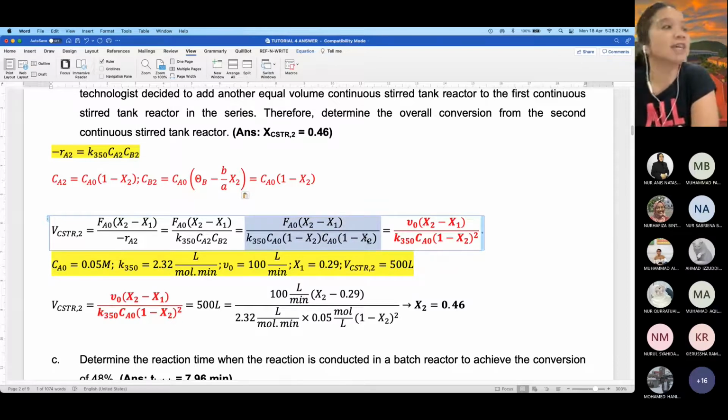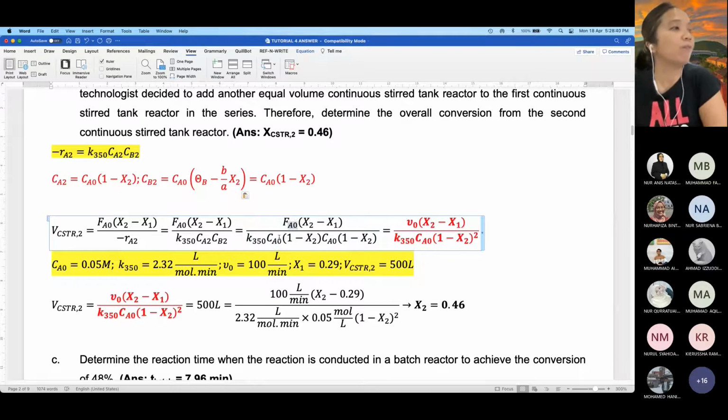In this question, if you notice, they don't give us FA0, they give us V0, epsilon naught. They give us the initial volumetric flow rate. They didn't give us the initial molar flow rate. So what I do is, if we have one FA0 at the top, we have one CA0 at the bottom, this can be divided. So if FA0 divided by CA0, you get epsilon naught at the top.